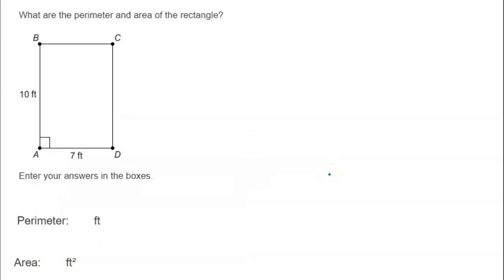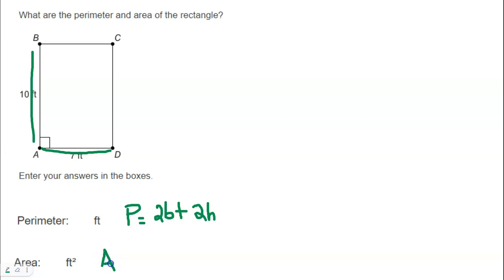Okay. What is the perimeter and the area of this rectangle? So you're going to go ahead and do a walkabout for the perimeter. Okay. Remember the formula for perimeter is base times 2. Okay, so you're going to go 2 times the base plus height times 2. So 2 times the height. And the area formula is going to be base times height.